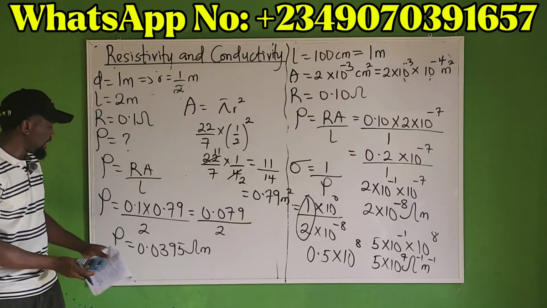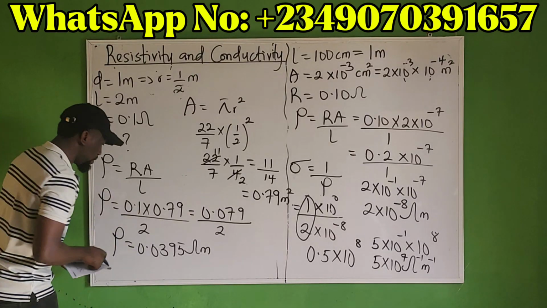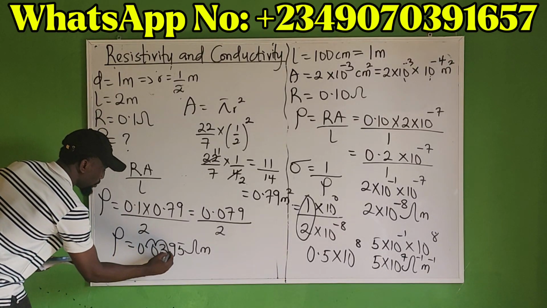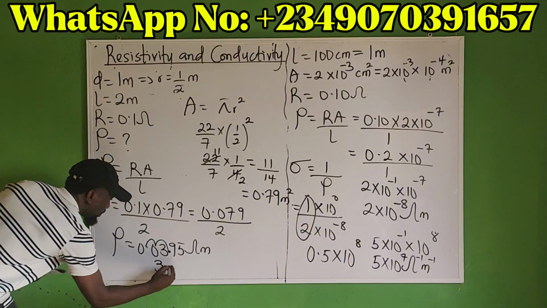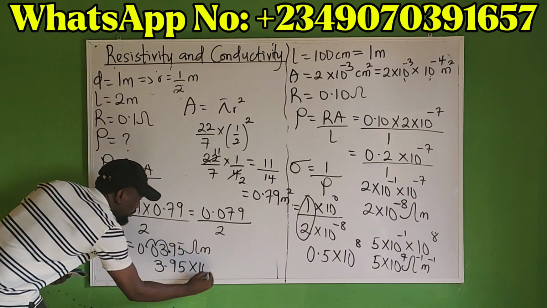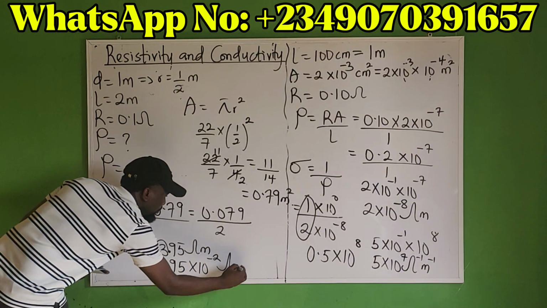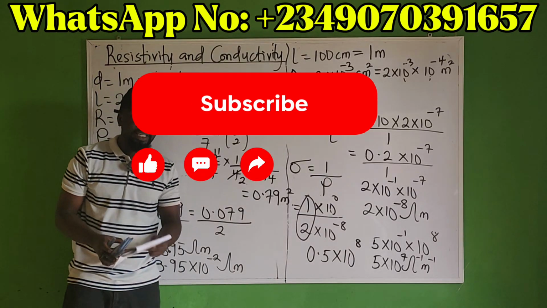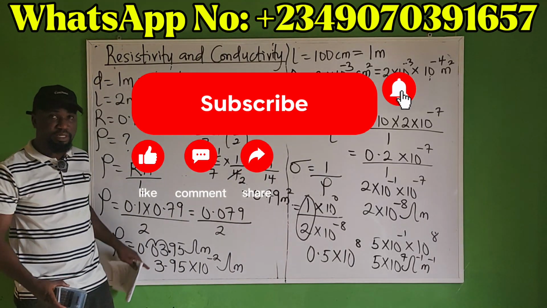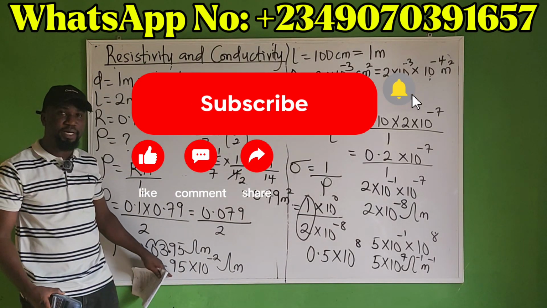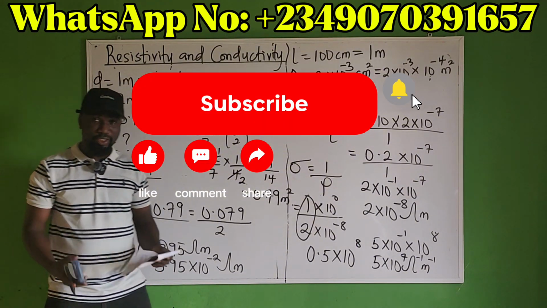So this is the value for resistivity. If you want to change this to standard form, that will give us what? That is, we have 1, 2. So we're going to have 3.95 times 10 raised to power negative 2 ohm meter. And in case you want to get conductivity, that will give us 1 divided by this. Do you understand? All right.